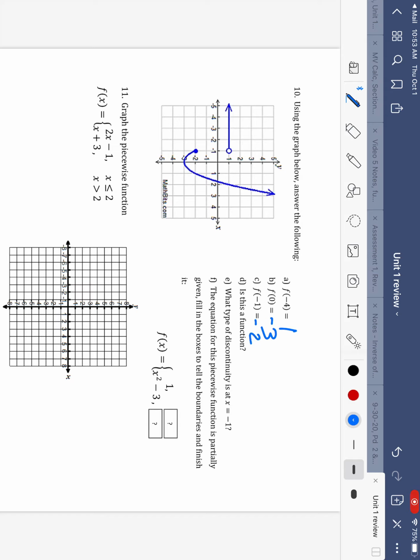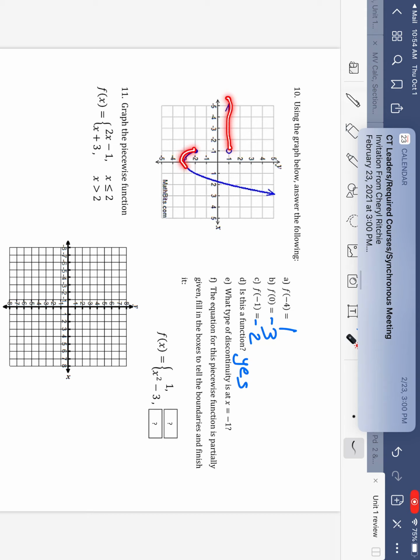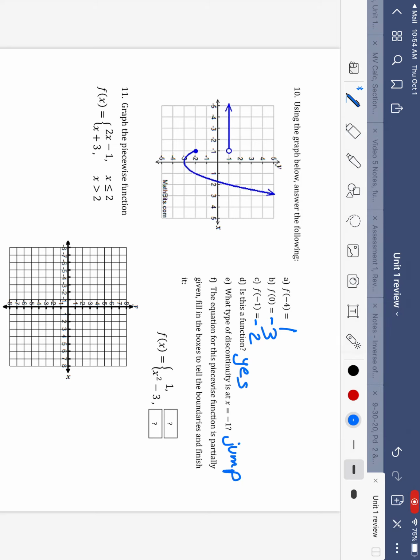All right, is this a function? I would say yes. If you draw vertical lines everywhere, it passes the vertical line test. Even right here, it only crosses right there. What type of discontinuity is at x equals negative 1? So this right here is a jump discontinuity. Imagine if you were driving a car along, you'd have to jump to get down here and go across. Remember those three: there's jump, there's infinite, and there is removable.